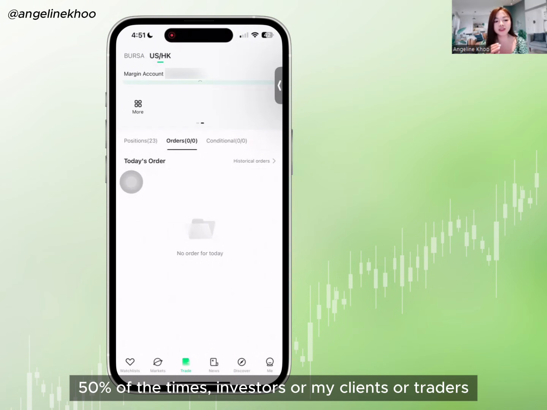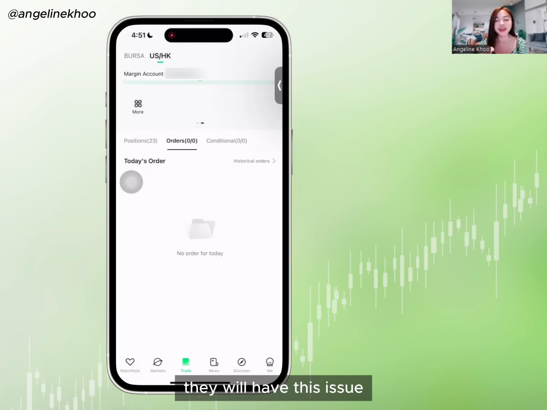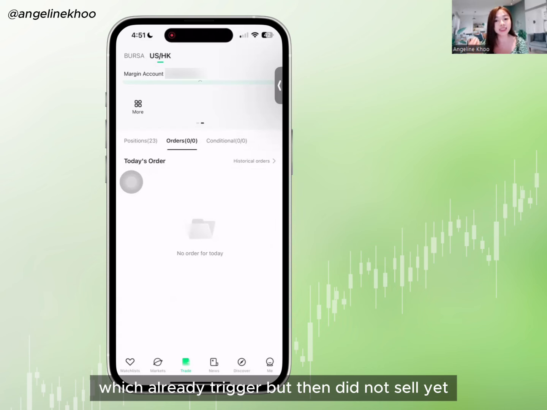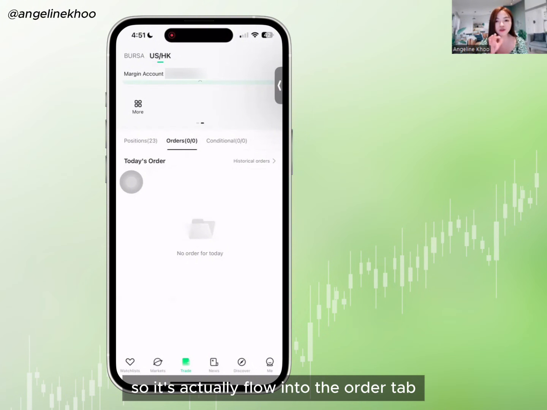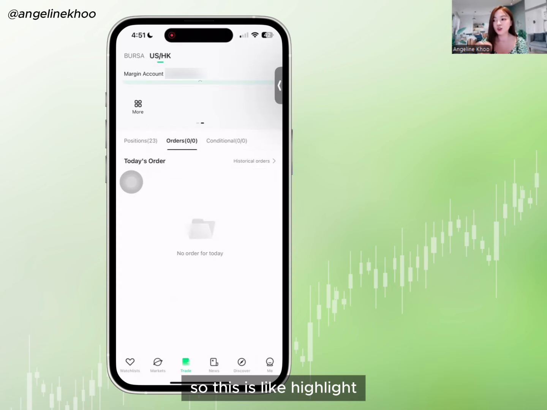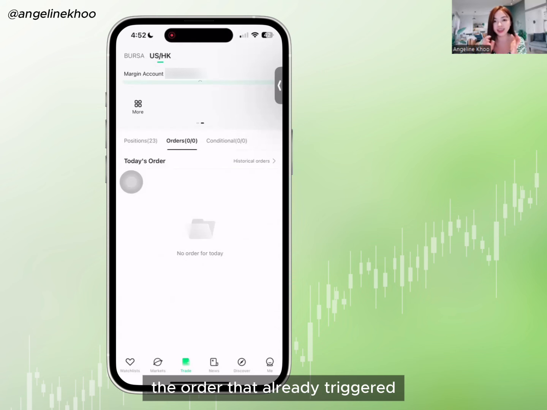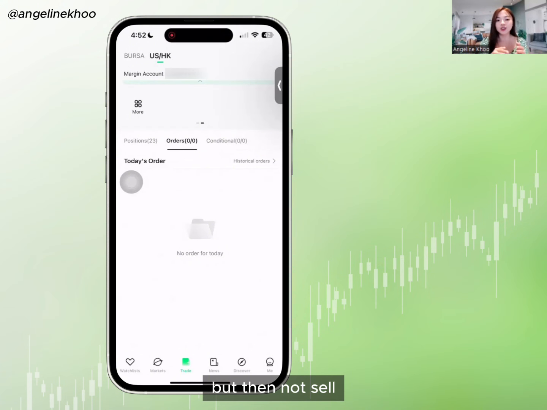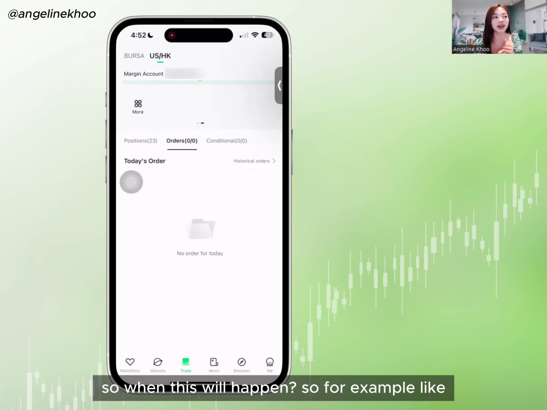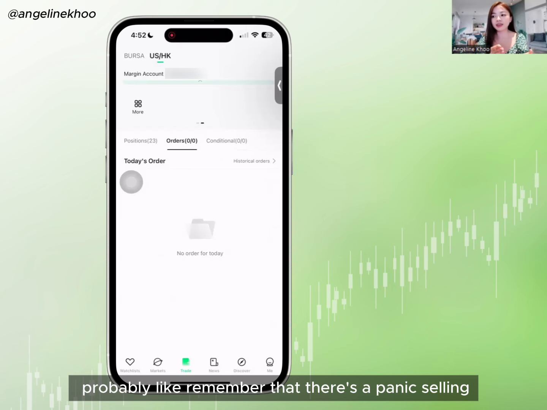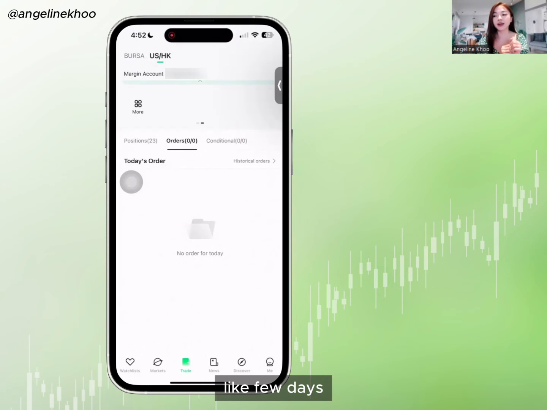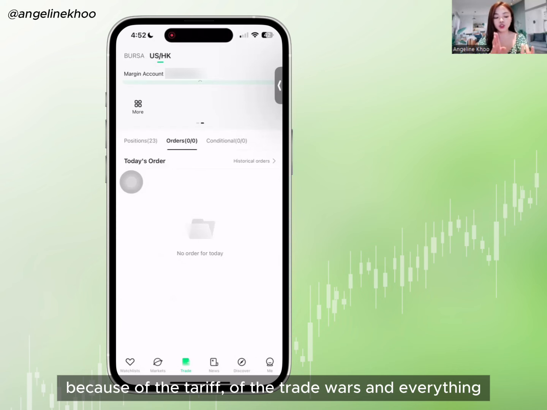Like 50% of the time, investors, my clients or traders have this issue. They cannot find the stop limit order which already triggered but did not sell yet. It actually flows into the order tab. So this is a highlight, and you need to take note of it. You need to know this, so that when panic happens, you know where to find the order that already triggered but did not sell. For example, remember the panic selling a few days ago, because of the tariffs and the trade wars and everything.